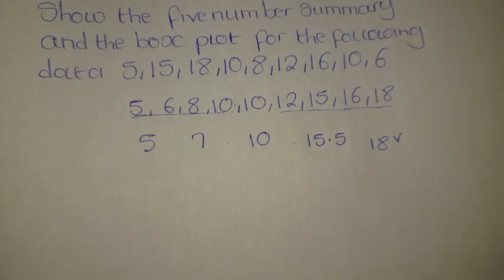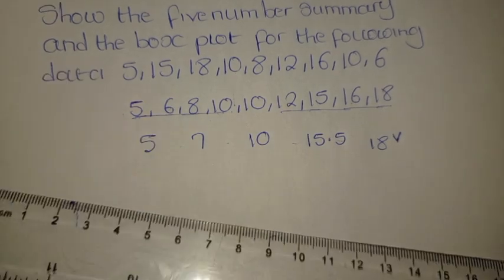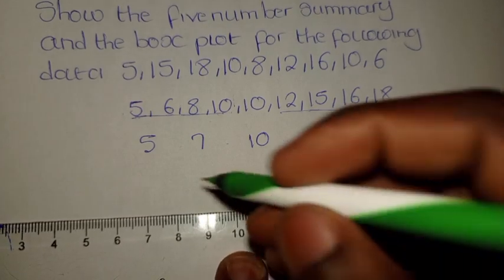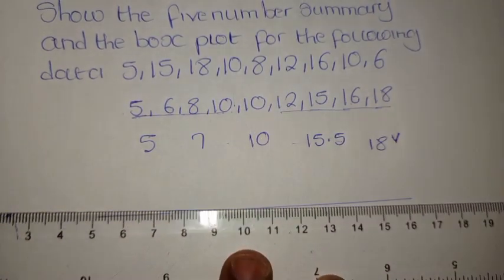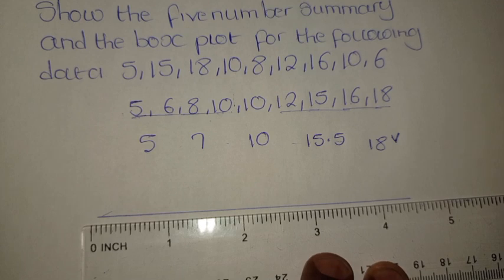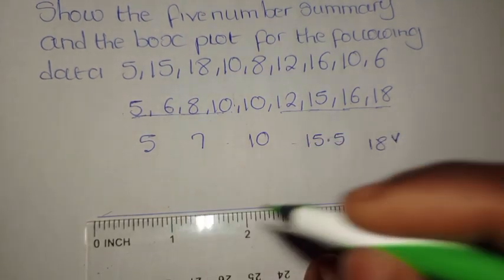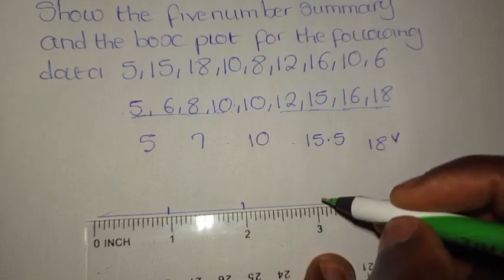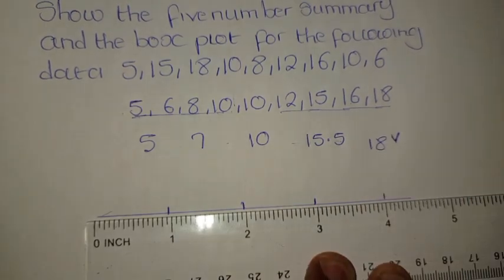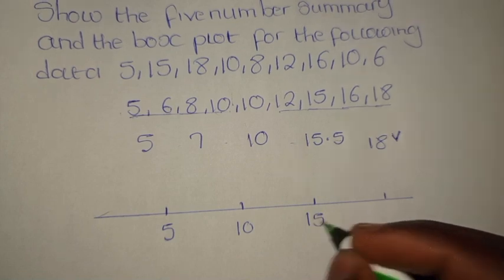Having come up with the 5-number summary, what you do now is use this data to draw the box plot. We'll get our ruler and draw a straight line. Then we will group these in groups of 5, according to what you feel, but this is just an illustration. We can say 5, 10, 15 to 20. So we have 5, 10, 15 to 20.